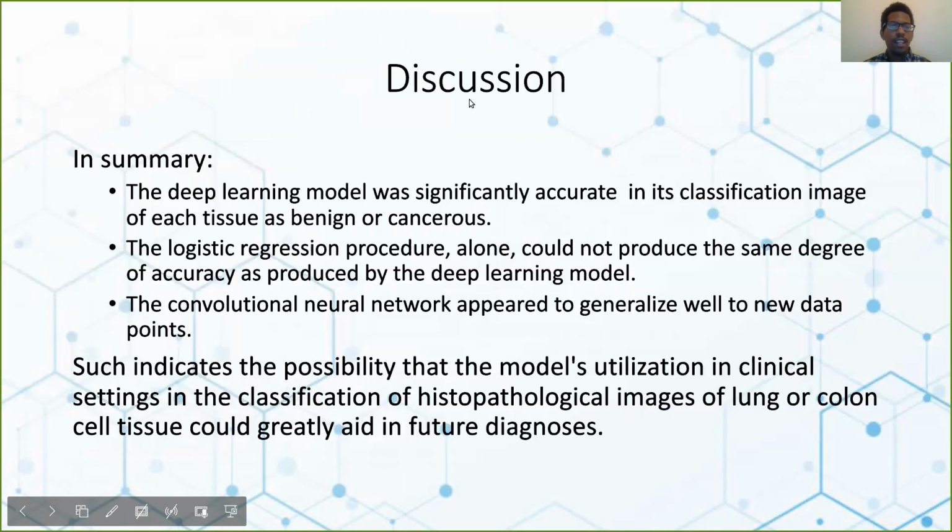In summary, the deep learning model was significantly accurate in its classification of each tissue as benign or cancerous. The logistic regression procedure alone, however, could not produce the same degree of accuracy as produced by the deep learning model. The convolutional neural network, however, generalized well to new data points and indicates promise when used in clinical settings for the classification of histopathological images of lung or colon cell tissue, and could greatly aid in future diagnoses.